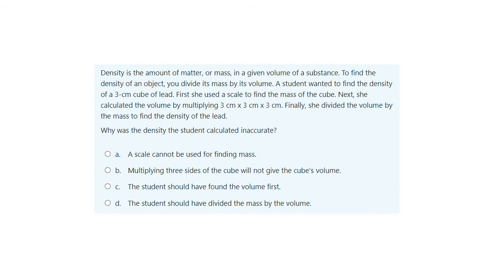Question 30. Why was the density that the student calculated inaccurate? Well, firstly, we need to know how to calculate the density, and then we need to know what the student did. Density is the amount of matter or mass in a given volume of a substance. To find the density of an object, and this is important, you divide the mass by the volume. So density is equal to the mass divided by the volume.